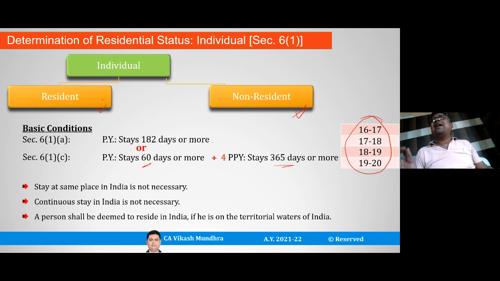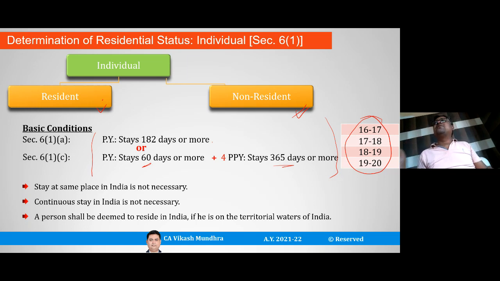Then we can say that Mr. X is a resident in India. Though he did not reside in India for 182 days or more during that particular previous year, he will be termed as a resident in India. He needs to satisfy one of these two conditions. Next, some key points are given over there.